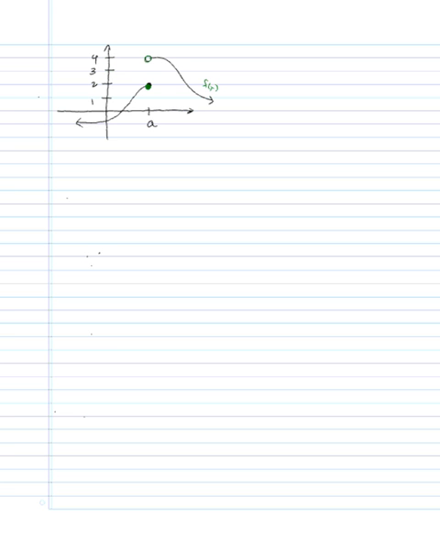So A comma 2, x is A, and y is 2, is on the graph. When x is A, y is 2, not 4, which would be up above. Now, in this case, the limit of f of x as x approaches A does not exist.